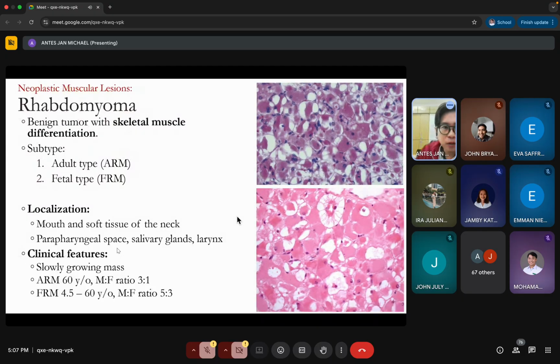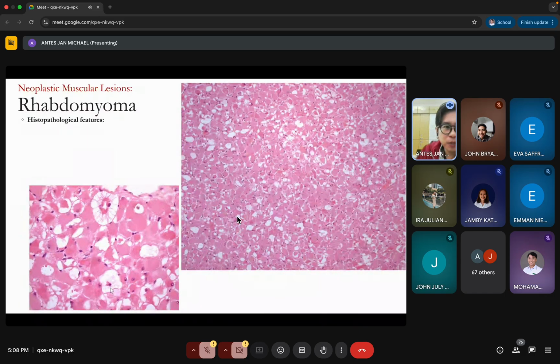Now, that's one. The other one is histology. Okay, this one is the adult type rhabdomyoma. Since it's an adult type, you will expect that the cells are more mature. Okay, it is well differentiated. So you will expect to see that the cells seen in adult rhabdomyoma are similar to the normal sections of a skeletal muscle.